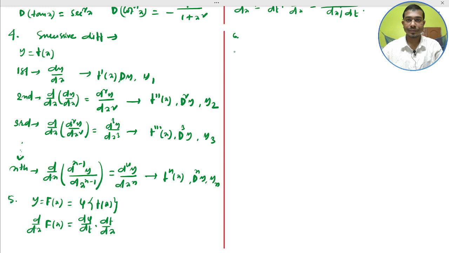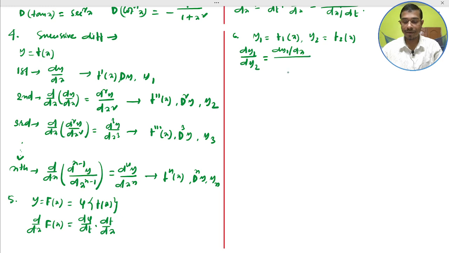Suppose y1 equal to f1(x) and y2 equal to f2(x). Then the derivative of one function with respect to another function, dy1/dy2, is written in the form dy1/dx divided by dy2/dx. This is written as f1 dash x divided by f2 dash x.